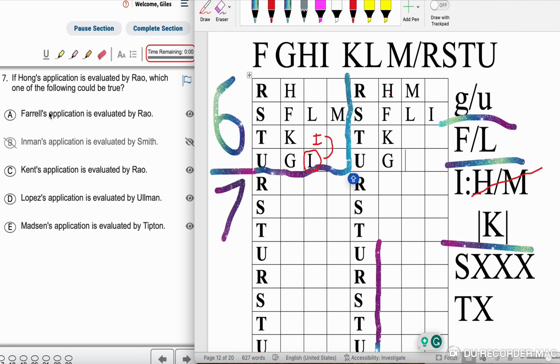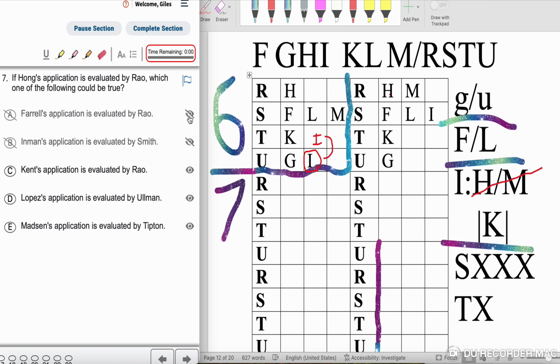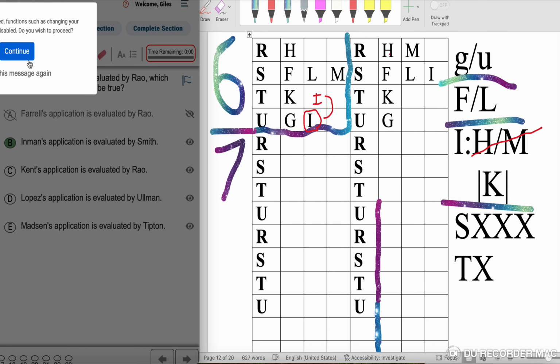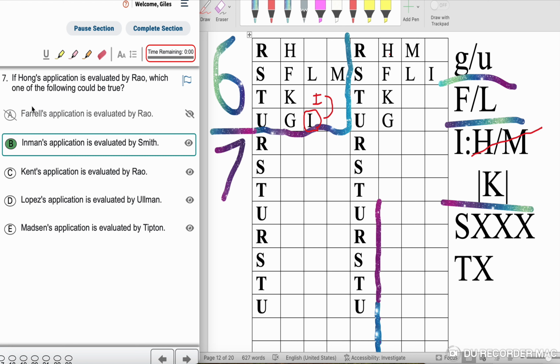F application is with R. No. I application is valued by Smith. That could be true right there. So let's go ahead and choose that one for the answer, if we could. So for question 7, the answer is going to be B. I application is valued by Smith.